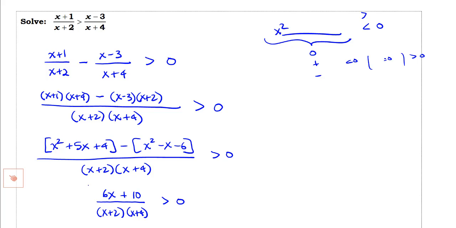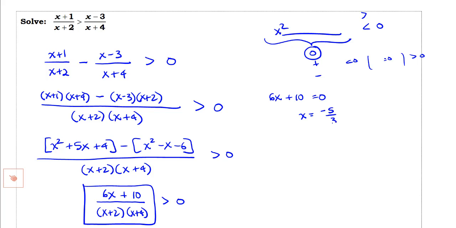Now, with a fraction, the same kind of things happen. Could this fraction be 0? When? When is a fraction 0 in general? When the numerator, or top, is 0. So let's do that. 6x plus 10 equals 0. And kick the 10 over, divide by 6. We get x equals negative 5/3, I believe. That's when the top is 0, meaning the fraction is 0, right?